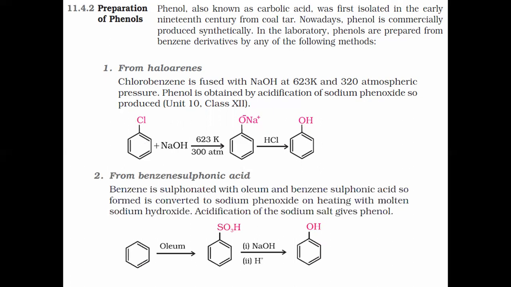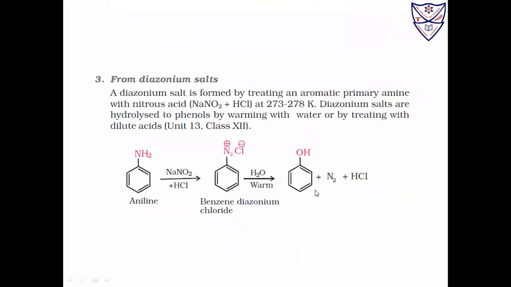The second method is from benzene sulfonic acid. How does benzene sulfonic acid form? Benzene is sulfonated with oleum, which is H2S2O7. Oleum gives SO3H. In the presence of NaOH and then acid, it forms phenol. So benzene is sulfonated with oleum to give benzene sulfonic acid, which is converted to sodium phenoxide on heating with molten sodium hydroxide. Acidification of the sodium salt gives phenol.